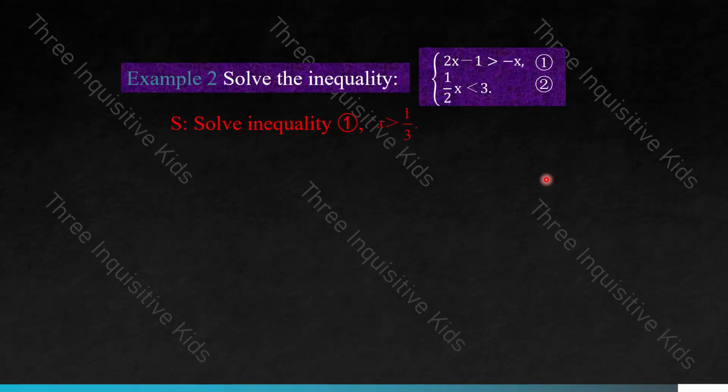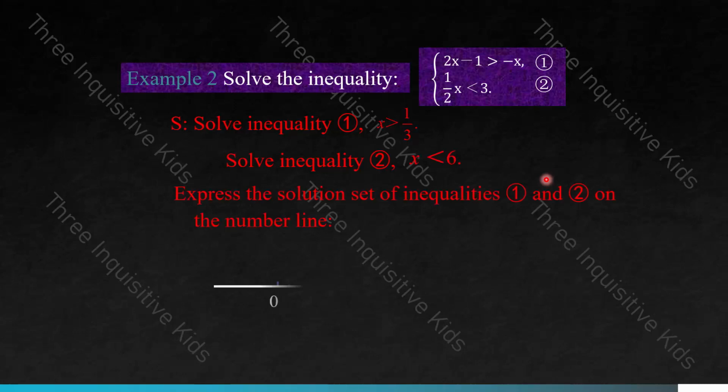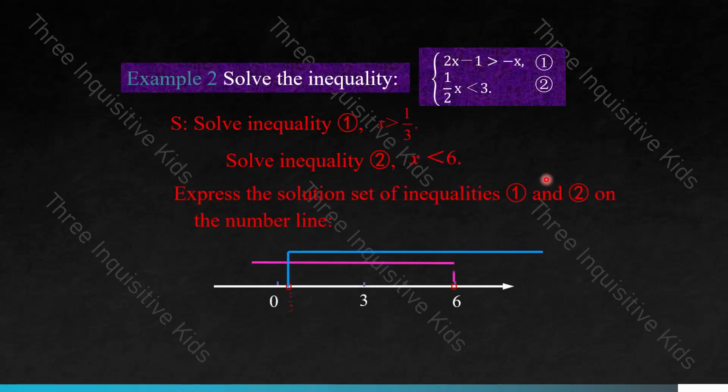So first we solve inequality 1 where we get x is greater than 1/3, and then we solve inequality 2 where we get x is less than 6. Now we express the solution set of the inequalities of 1 and 2 on the number line. And this shaded part right here would be the solution set to this entire system of inequalities. And then the solution to the inequality set would be x is greater than 1/3 and less than 6.